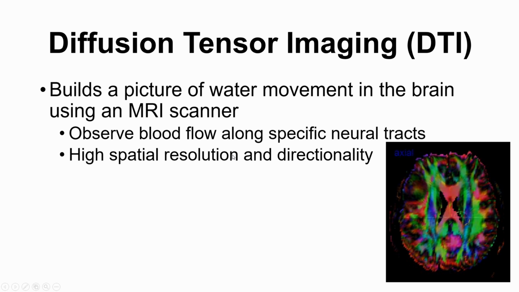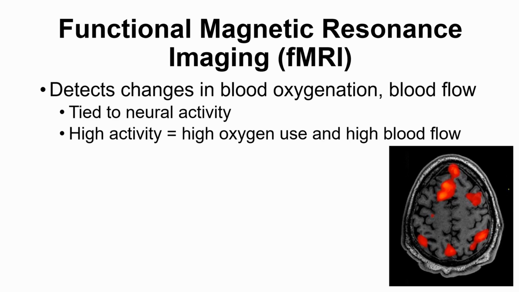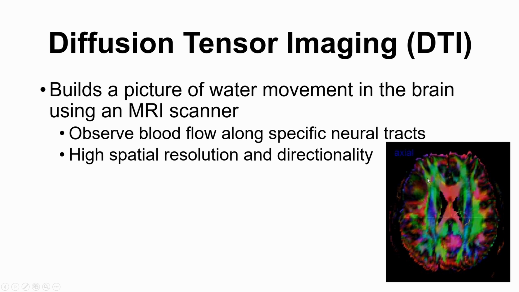And then the last two that I wanted to talk about here, I don't think they're mentioned in the textbook, and they're kind of weird ones, but I wanted to mention them briefly because they're cool. The first is diffusion tensor imaging, or DTI. This builds a picture of water movement in the brain. The idea is that it's basically like an MRI, but it's not just looking at blobs of activity. What we're looking at is movement within the brain. We're still using an MRI, but we're trying to observe blood flow, because blood has water in it, and we're going to see the flow along particular neural tracts.